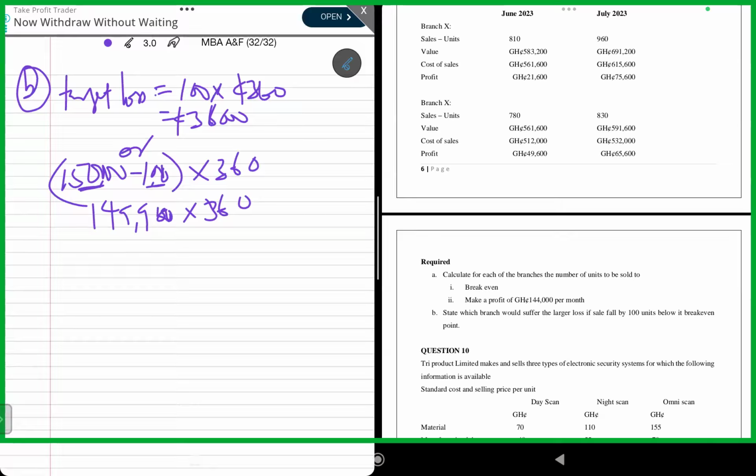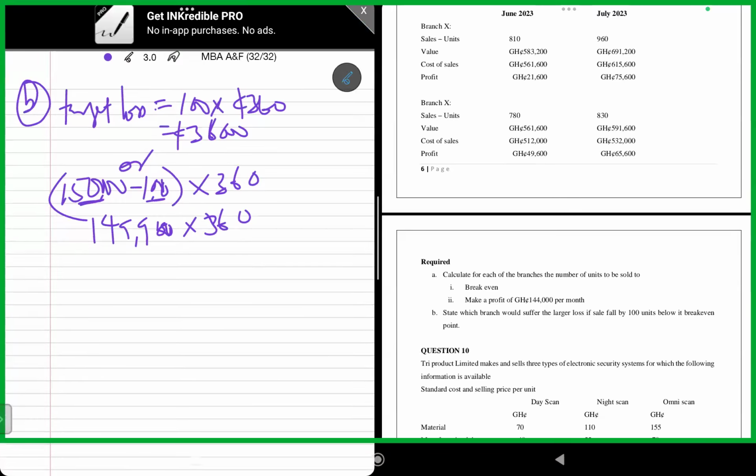And we learned that if the break-even is 150,000 units, it means for all units sold from 1 to 149,999, the business will make losses until it sells 150,000 units to break even, where it will not make any loss and not make any profit. That's what we are saying. So now it says there's a shortfall of 100 units. So if the 150,000 has been short by 100, it means they've sold 149,900. Are you getting it? Yes.